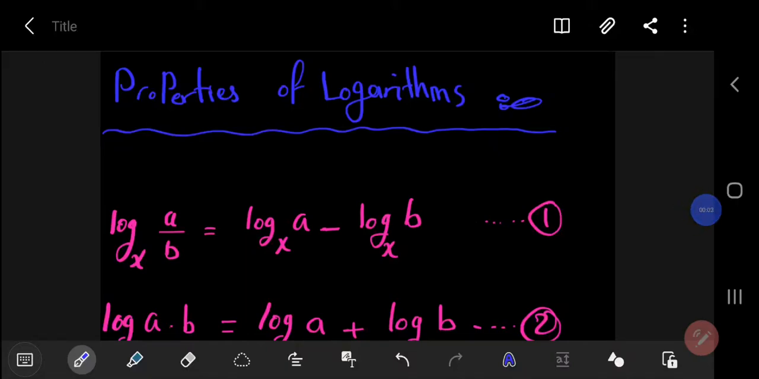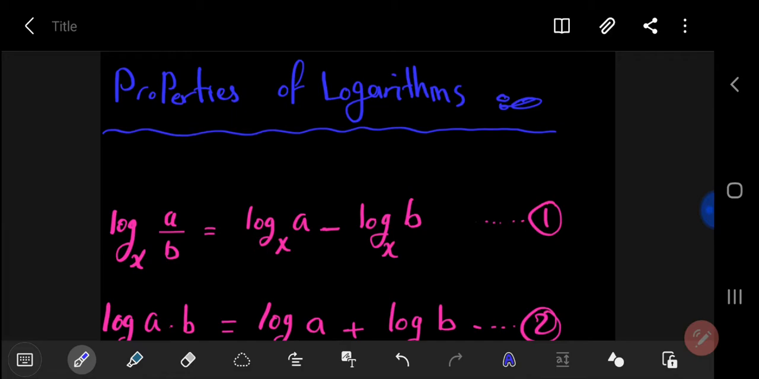Today we will start with properties of logarithms. What about properties of logarithms? The first property we have here is logarithm base x of a over b equal to logarithm base x of a minus logarithm base x of b.